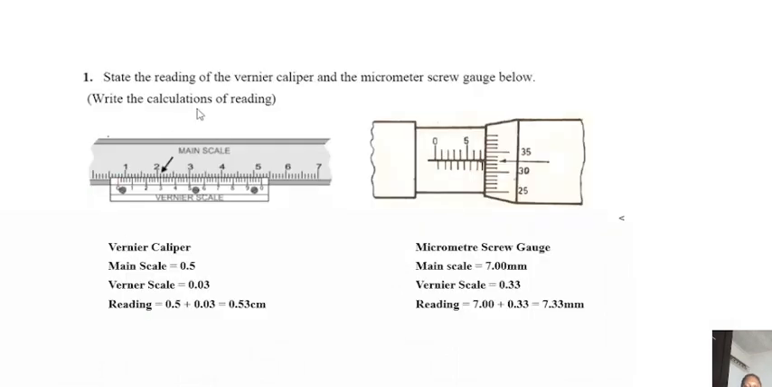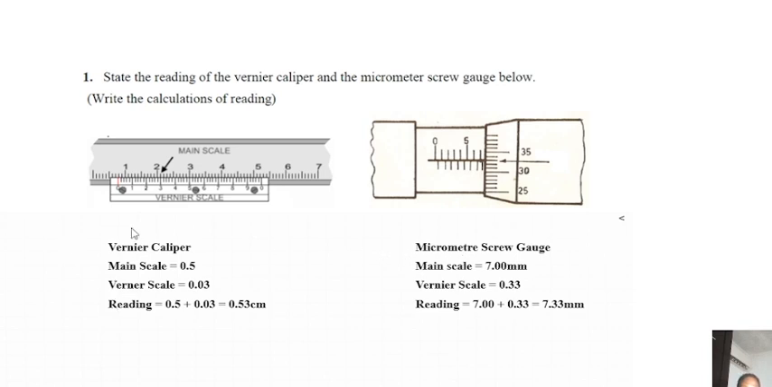So now we're going to explain how to take the reading. This one is the vernier caliper and this one is the micrometer screw gauge. How do we take the reading? The first thing you need to understand is that this upper part is called the main scale and this lower part is called the vernier scale. Also for the micrometer screw gauge, this part is called the main scale and this part is called the vernier scale.